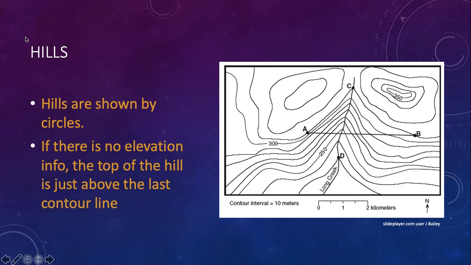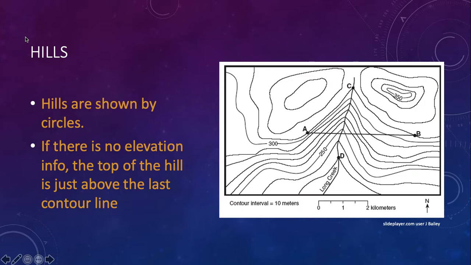Hills are shown by circles. If there is no elevation info, the top of the hill is just above the last contour line. So on this one, you've got a contour interval of 10 meters that's given to you. And there's 2 peaks, 2 hills on either side of the creek. On the right side, the last contour interval is 350. On the left side, it doesn't get quite as high. It goes 310, 320, 330.